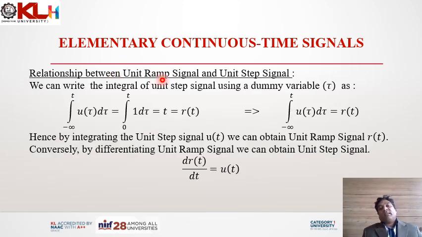Now we are going to see the relation between the unit ramp and the unit step. We can integrate the unit step signal, the integral from minus infinity to t of u of tau d tau, which will be equal to t, which is the ramp signal. Therefore we can write the equation as integral minus infinity to t u of tau d tau is equal to R of t. Thus, by integrating the unit step, we can obtain the unit ramp. Conversely, by taking the derivative of the ramp signal, we can obtain the unit step as given by this equation.